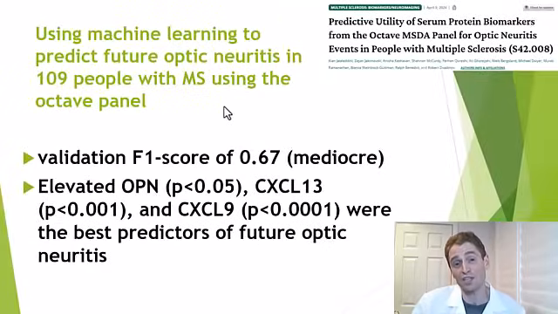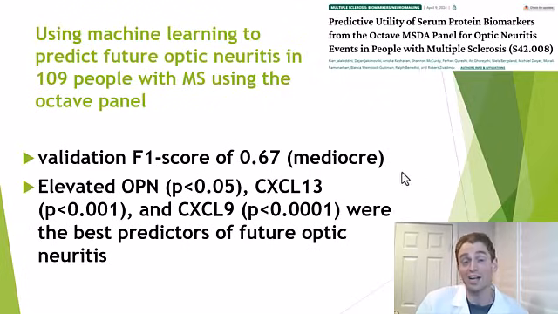So this study tried to use machine learning to predict who will get optic neuritis in the future based on these biomarkers. They had 109 participants who underwent the Octave panel, and they created a validation F1 score, which was 0.67. According to my research, this is kind of a mediocre performance, would not typically be used to actually make decisions in the real world for most things, though there is a correlation. Interestingly, what predicted optic neuritis in the future the best were OPN, CXCL13, and CXCL9. So a couple of the immune markers, not the more established GFAP and neurofilament light chain.